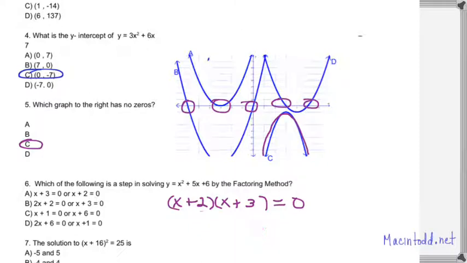Okay. Now if you look over here, that doesn't really correspond to any of the answers, because the next step would be set each factor equal to 0. So I want one of these answers. X plus 3 equals 0, or x plus 2 equals 0. That's answer A.